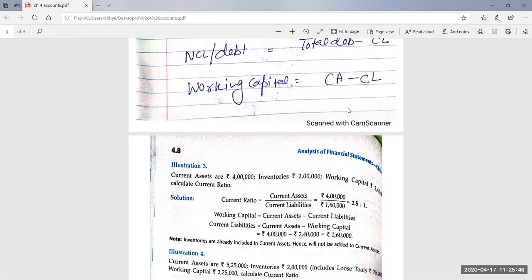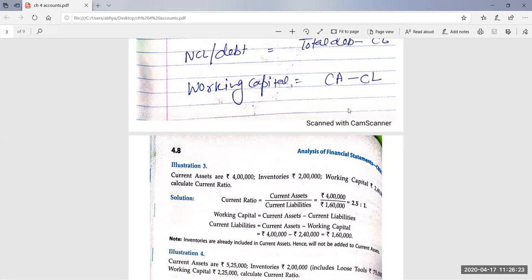Out of these three variables, you already have two. Working capital you have, current assets you have. So what to do? Just put the values in the formula and interchange the sides, and you will be able to find out the value of current liabilities. Working capital is equal to current assets minus current liabilities. Interchange the sides. Current liabilities are equal to current assets minus working capital. So the current liabilities is equal to 1,60,000.